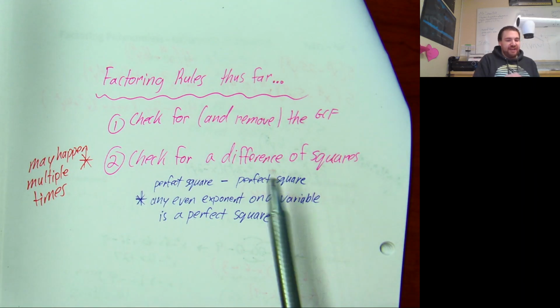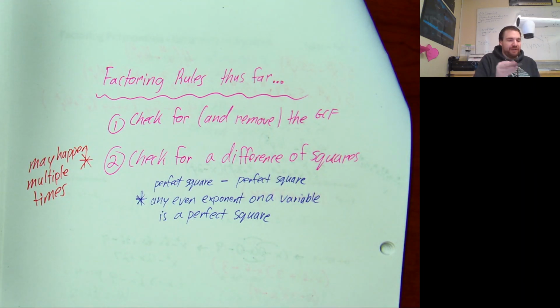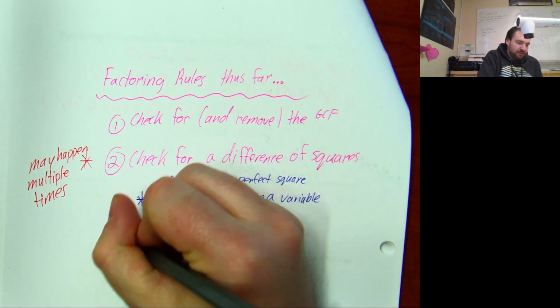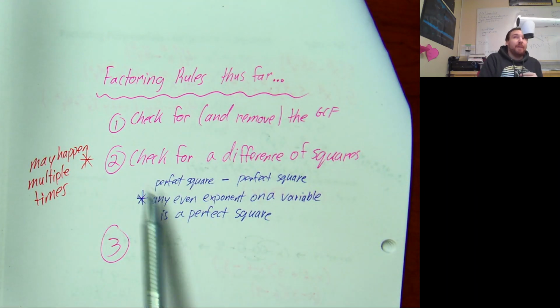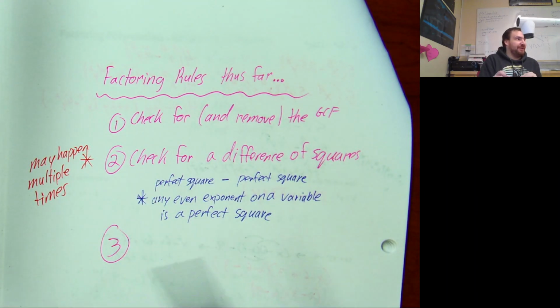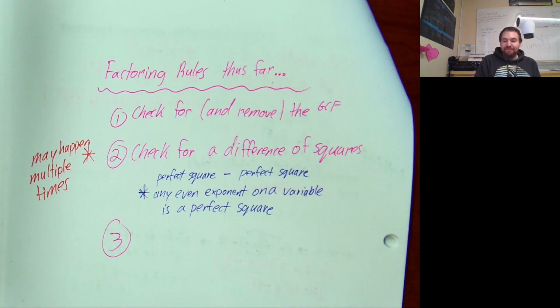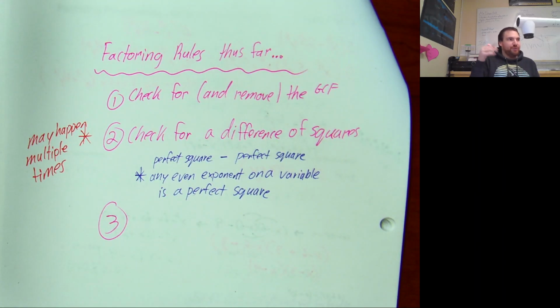If we remove the GCF, we've checked for a difference of squares. If there's not, what is our last option? And again, you might have to check for squares multiple times. If you do it once, you may have to do it again. You want to make sure you check each piece. And then the very last thing you check is the one that involves the most amount of work. What is our last option?